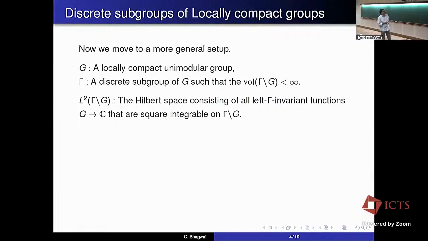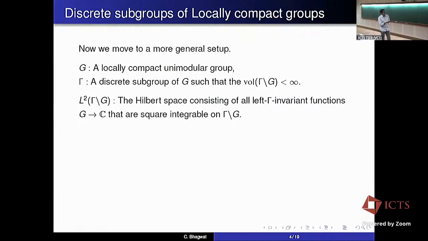quotient space. And then the Haar measure descends on G mod gamma to give a right invariant Haar measure here. One could have taken the other coset space, G mod gamma on the right, then we'll get a left invariant measure. So I'll prefer to work with taking the quotient on the left for this talk. And then you can look at the space. So here we are going to assume the volume is finite.